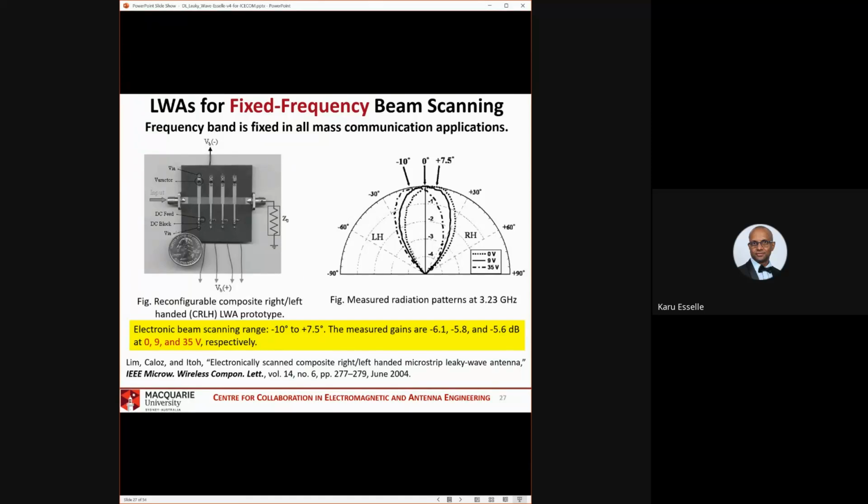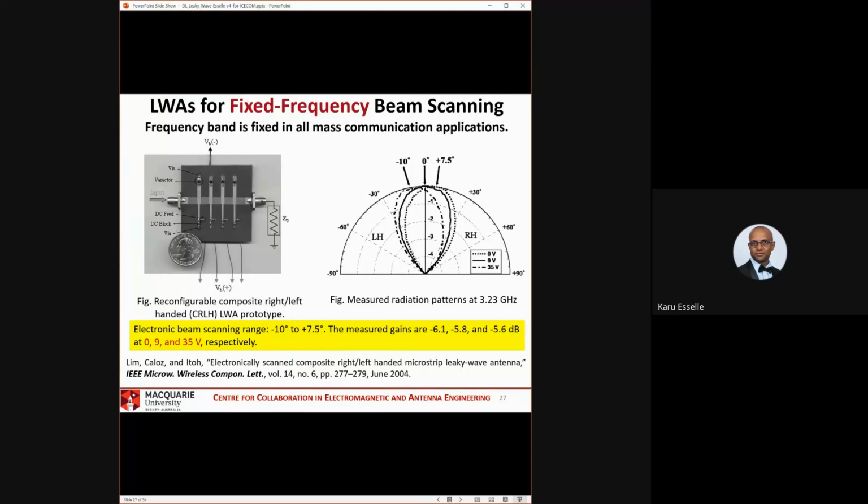Directivity is positive, but when you add the losses of the varactors, etc., the gain became negative due to the poor efficiency. And also you have to apply various bias voltages, 0 volt, 9 volt, 35 volts to get these three beams. 0 volts, 9 volts, 35 volts are the bias voltages. So it basically has three beams, switch between these three beams.